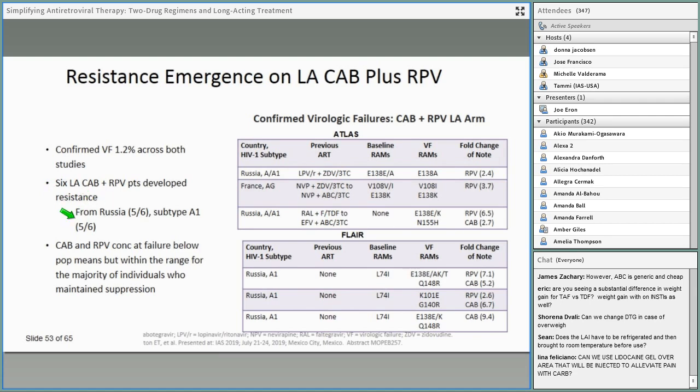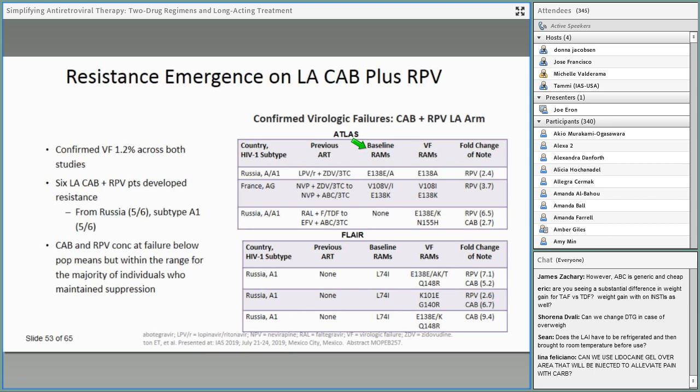And there were some peculiarities here. 5 out of the 6 were from Russia, and 5 out of the 6 had a very specific subtype, A1 or A6. Some people call it A1, some people call it A6. These people in general had concentrations that were lower than the mean, if looking at concentrations over time, but they were in the range of the majority of individuals. So they didn't have substantially low concentrations. They were just lower than average.